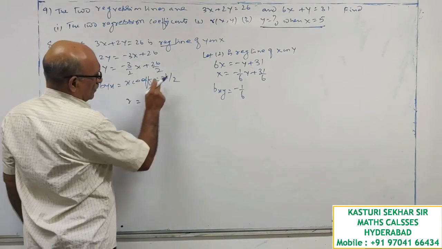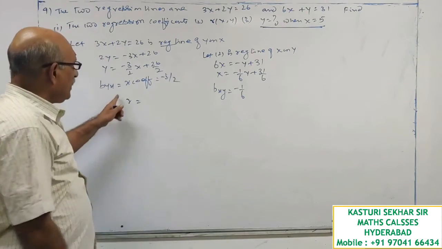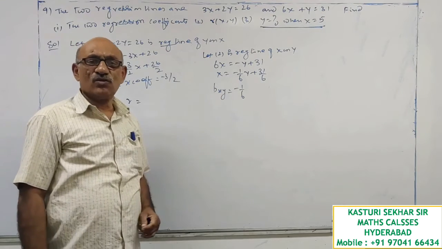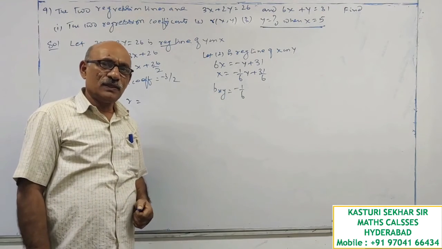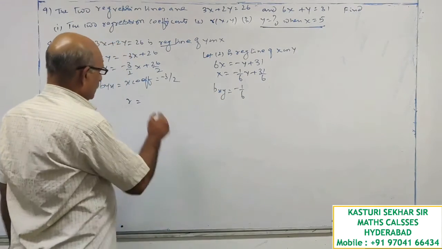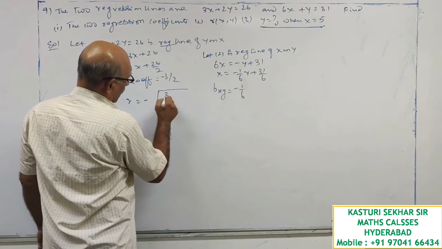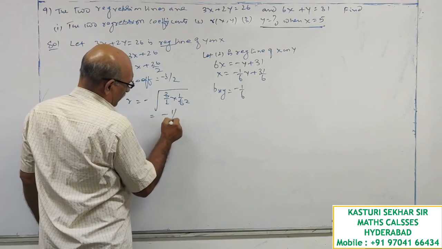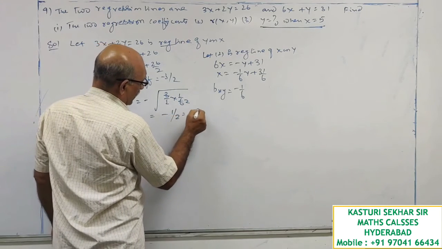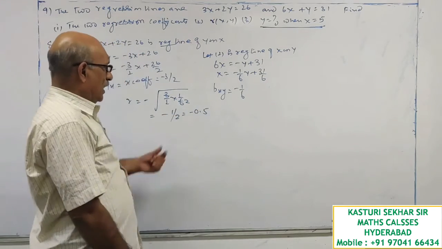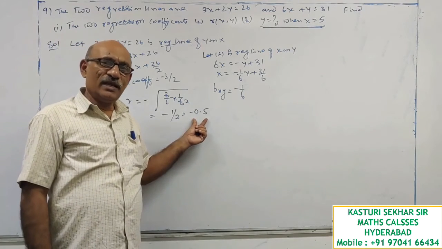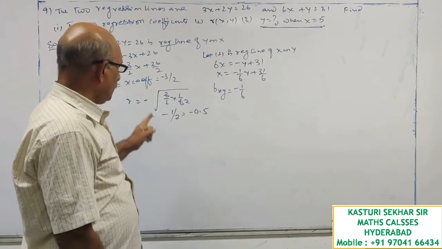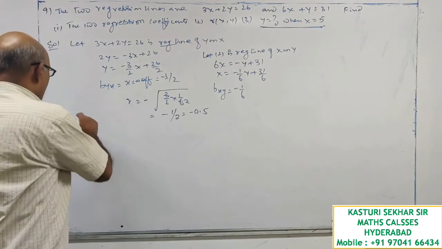Now r is equal to... byx is negative, bxy also negative, both are negative. It means the r value is negative. Minus 3 by 2 into 1 by 6, it will go 2 times. Minus 1 by 2, minus 0.5. It lies within the limits of r. So my assumption is correct.